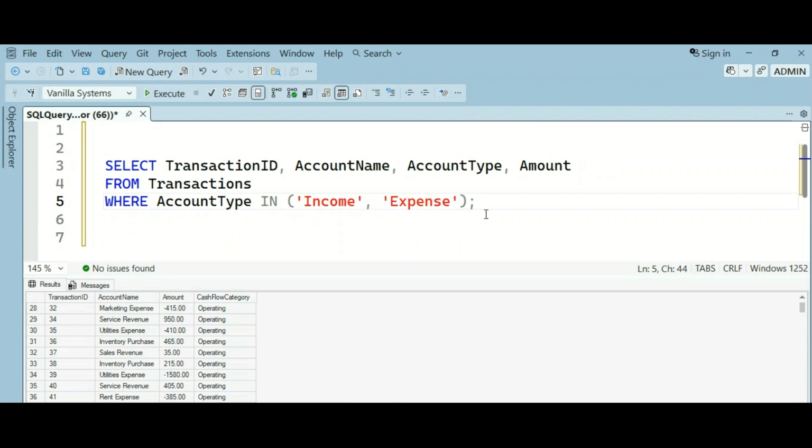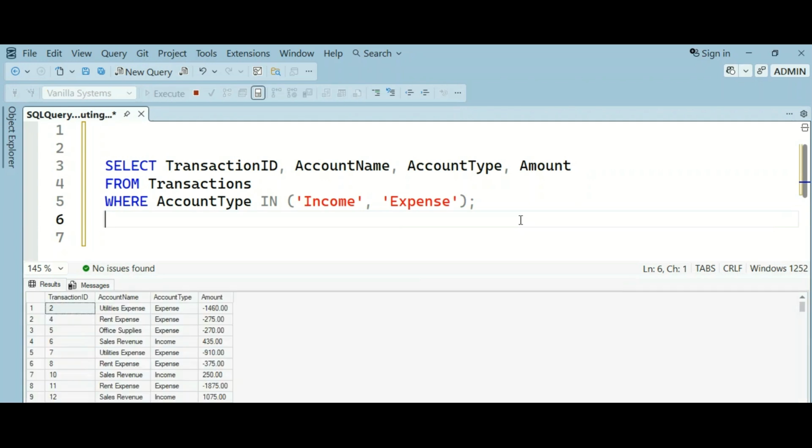This query retrieves transactions where account type is either income or expense. This is useful for preparing income statements or operational summaries. In Excel, you would filter the account type column and select both income and expense. The IN operator makes this easy in SQL and avoids writing multiple OR conditions.